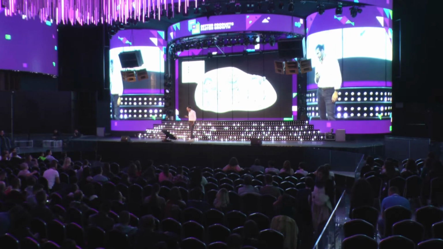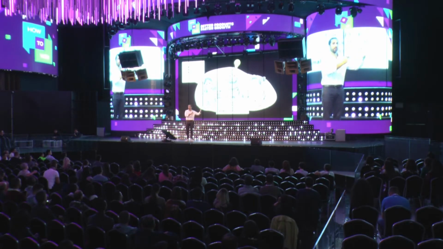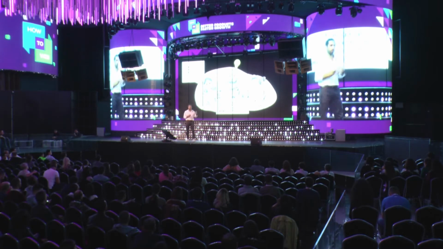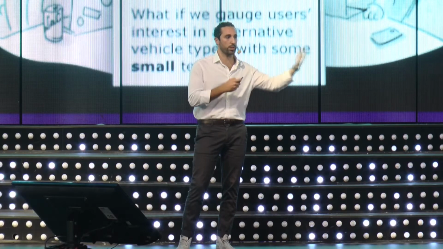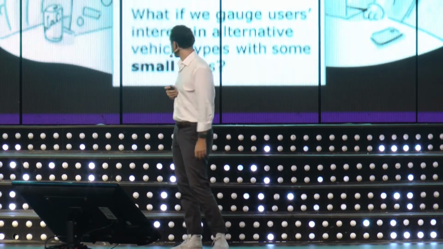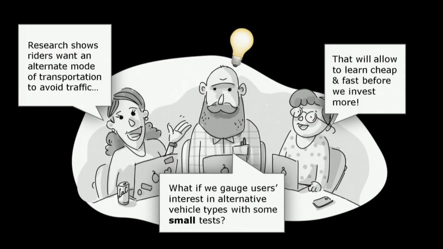So an idea comes up. Well, what if we gauge that interest for different types of vehicles through some simple tests? This is the explore phase, remember? We want to do small tests to understand if there's opportunity before we go in and invest more, which makes a lot of sense. And I agree with this person. It'll allow us to learn in a cheap and cost-effective way before investing more. So the team goes out, the designers go to the drawing board, design a solution for this test. The engineers go out and build it, and the test is launched.